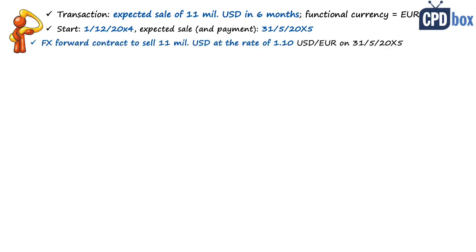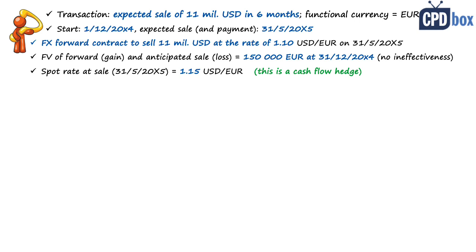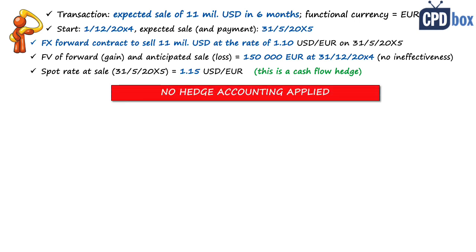To protect against foreign currency risk, we enter into the foreign currency forward contract to sell $11 million at the rate of 1.10 US dollars per euro on 31st May 20x5. Now, fair value of the forward is a gain and fair value of the anticipated sale is a loss. That's a nice offset here of 150,000 euros at the end of 20x4. And again, for simplicity, let's say that there is no ineffectiveness. Finally, the spot rate at sale on 31st May 20x5 is 1.15 US dollars per euro, and we will treat it as a cash flow hedge. So first, let's draft the journal entries as if no hedge accounting is applied.